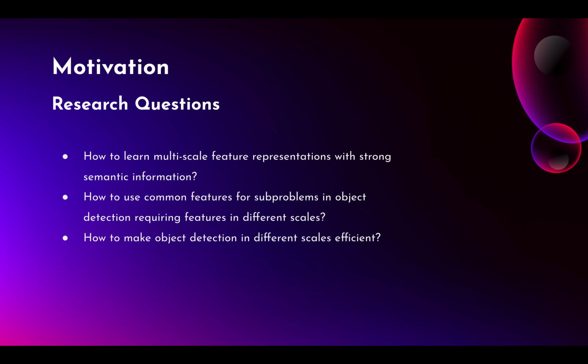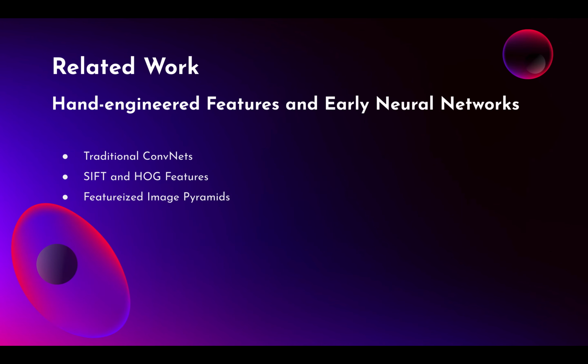Therefore, the main motivation is to solve the following research questions. How to learn multi-scale feature representation with strong semantic information. The second question is how to use common features for subproblems in object detection, such as object proposal, instance segmentation, and more, that require features at different scales. And the third question is how to make object detection at different scales efficient in both computational time and memory.